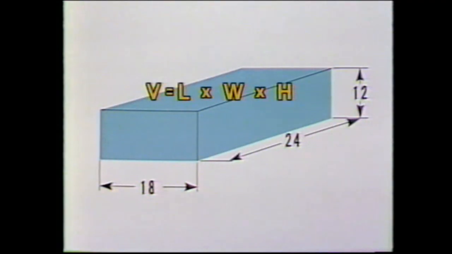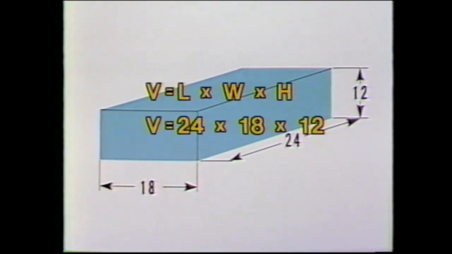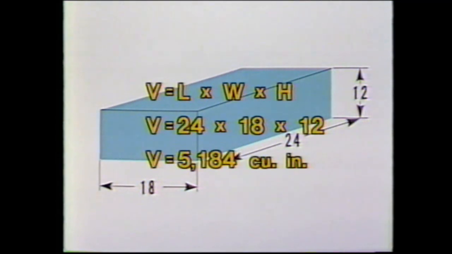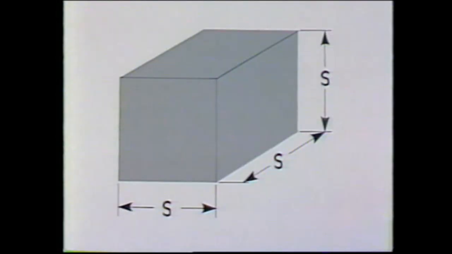A rectangular solid having a length of 24 inches, a width of 18 inches, and a height of 12 inches contains 5,184 cubic inches. A cube is a rectangular solid with all edges of equal length.